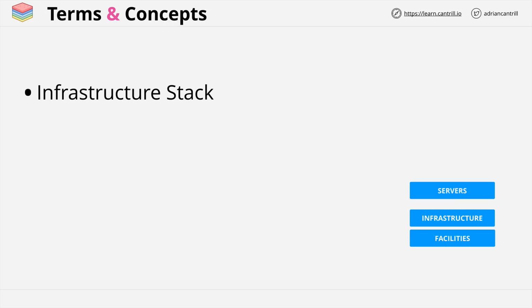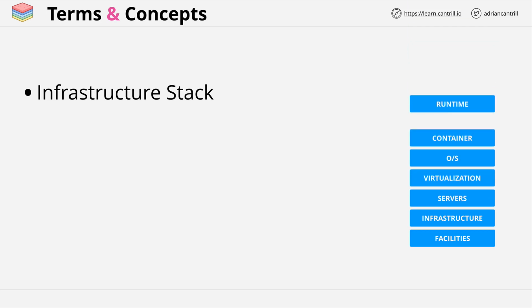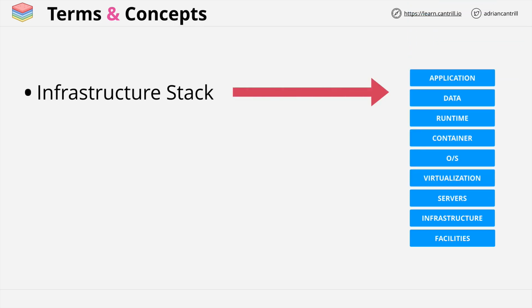Now, when you deploy an application anywhere, it uses what's known as an infrastructure stack. An infrastructure stack is a collection of things which that application needs, all stacked onto each other. Starting at the bottom, everything runs inside a facility, which is a building with power, with aircon, with physical security. Everything uses infrastructure, so storage and networking. An application generally requires one or more physical servers.